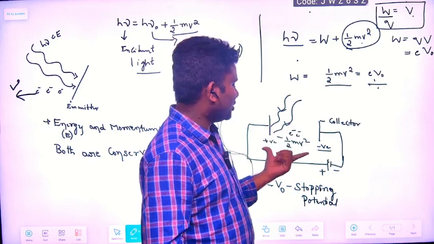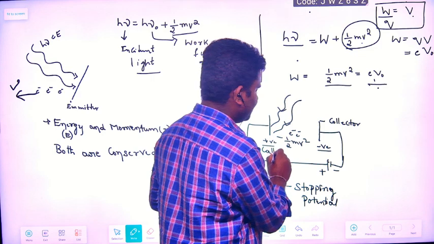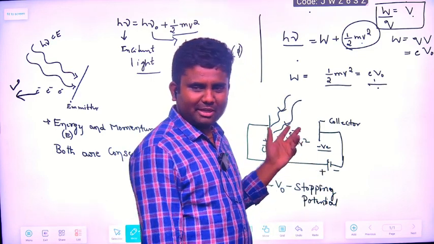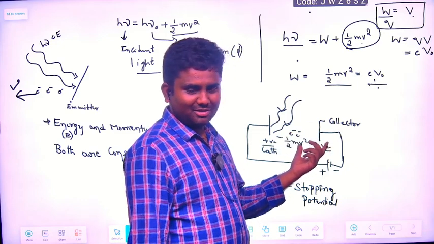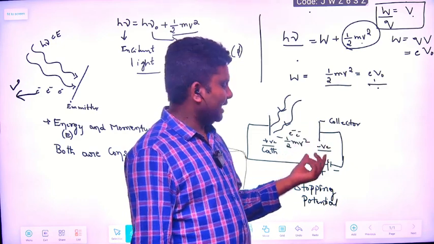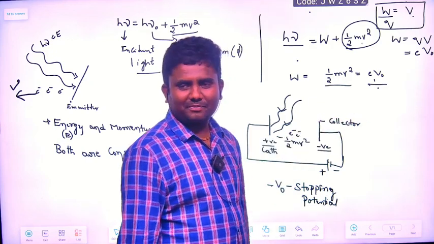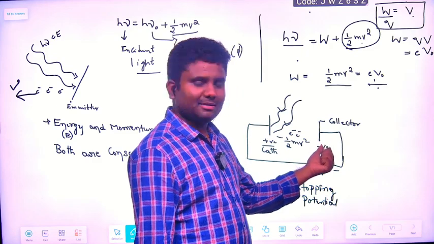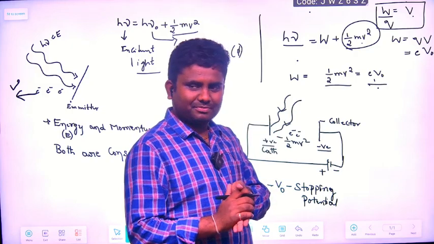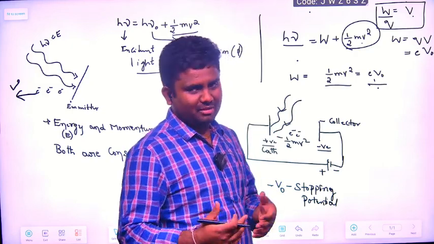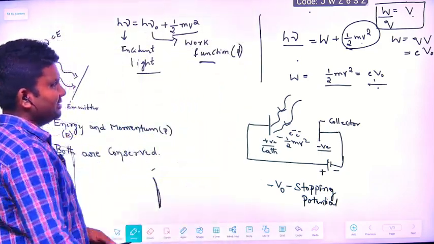If you want to stop the electrons moving from the emitter plate, that is the cathode plate, to the collector plate, that is the anode plate, the movement of electrons can be stopped by giving a potential. How much potential? That is the stopping potential. If you give a negative potential V naught at the collector plate, then the electrons will stop. So the photoelectric effect will not happen. Understood? Okay, so please take this down.